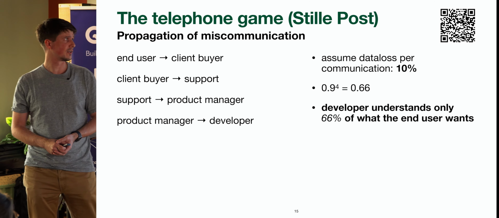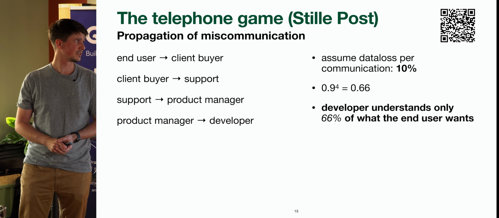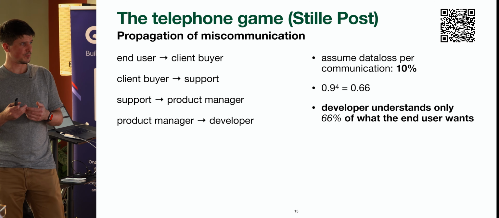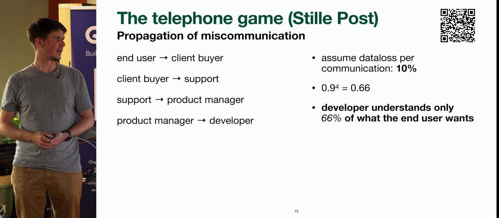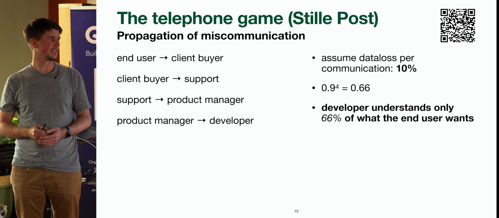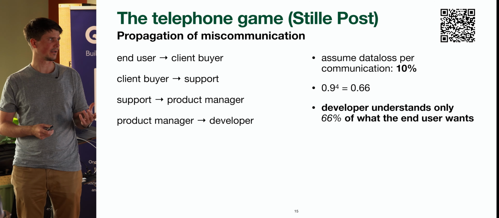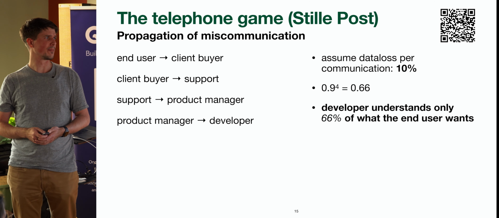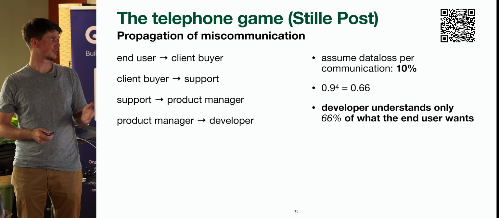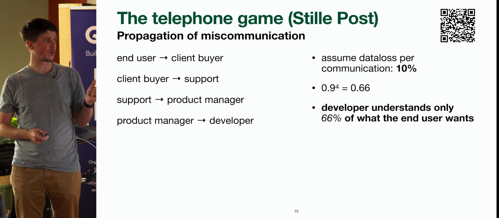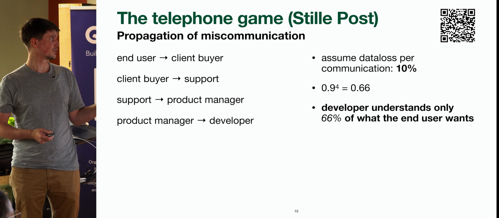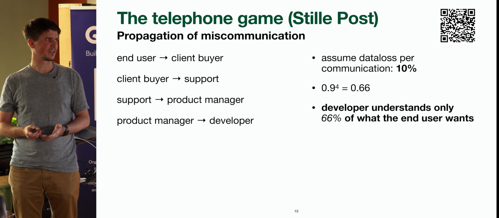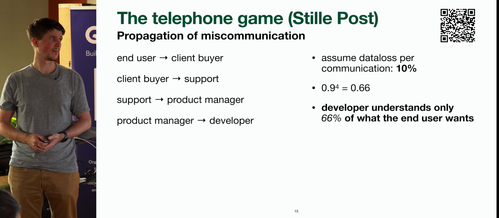Now, you might be familiar with the telephone game, or Stille Post in German, where you send one message to one person and you propagate that through. If we assume a data loss on each communication point, or what I call a hop later, of 10%, and there's only 5 people involved, meaning there's 4 hops of communication, the developer at the end of this chain, from end user to client buyer to support to product manager, finally to developer, only understands about 66%.